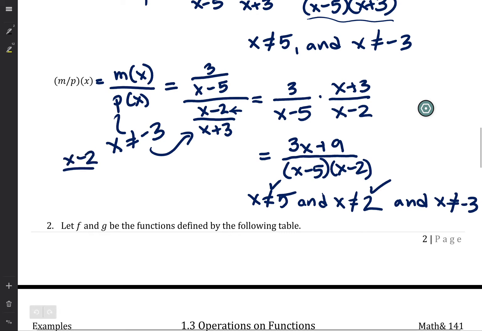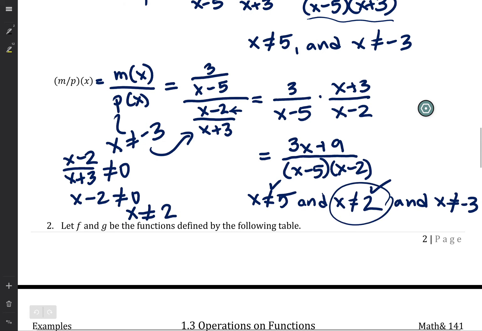So x minus 2 over x plus 3 not equal to 0. You would multiply both sides by x plus 3. And then you would add 2, and you would say x can't be 2. So again, in this case, it turned out that I could see that one in my final answer. So you just have to really watch out. Watch the top function, the bottom function for domain restrictions, and also watch for the bottom function to be 0. If you check all three of those things, you're going to be in good shape.